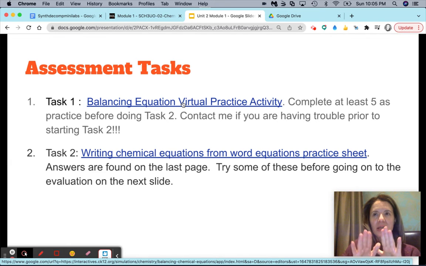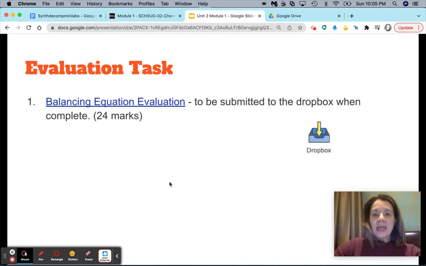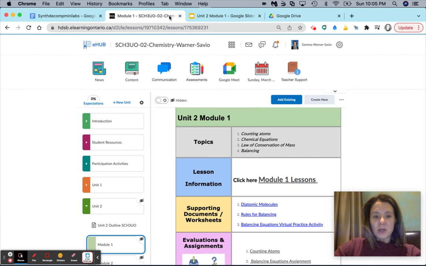It's where you set up and balance using a chart. And then here we get a little bit more complex, where we're just balancing by inspection, and you can check your answers on the last slide. Then you get into your balancing equation evaluation, which will be marked. Do not attempt this evaluation without having done some of the practice beforehand. So that is how the module is going to work.